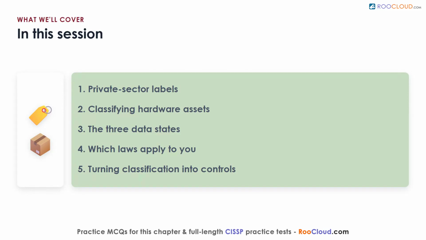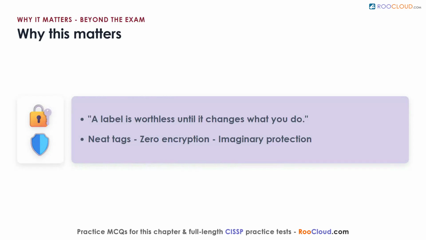We'll answer several questions. How do private companies label their data? How do you classify the hardware that holds it? What are the 3 states data lives in? Why must you know which laws apply to you? And how do you turn a classification into real security controls? Why does this matter beyond the exam? Because a label is worthless until it changes what you actually do.